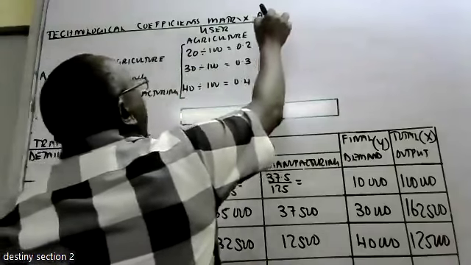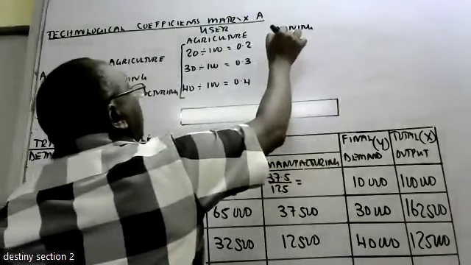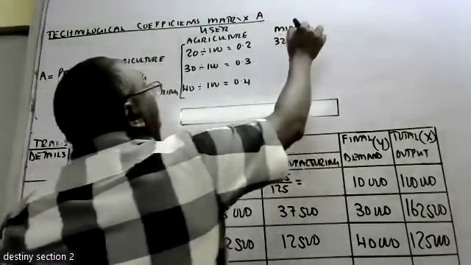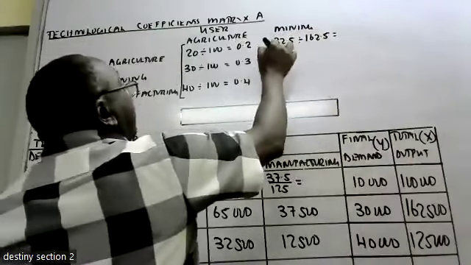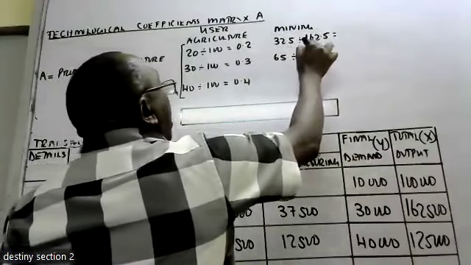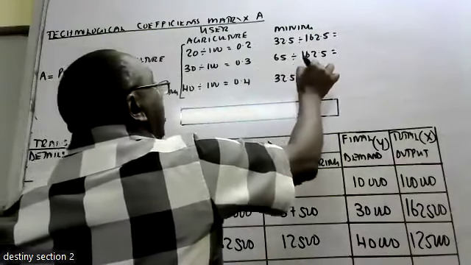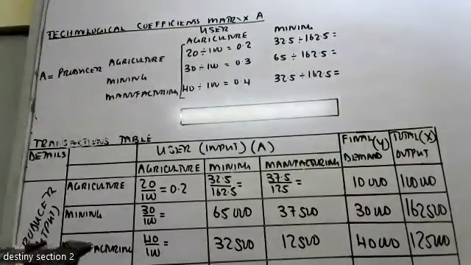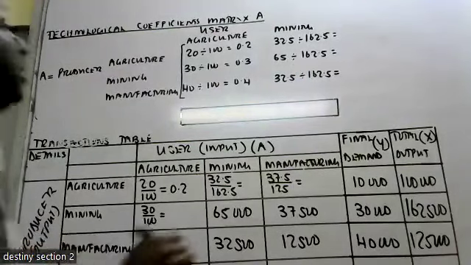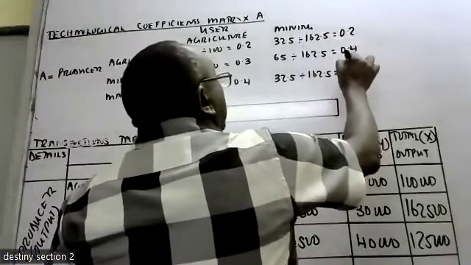Haya, tukuja kwa huyu mwingine anaitwa mining. Mining utasema ni that 25 you divide by 162.5. Haya, 65 you divide by 162.5. Haya, that 25 you divide by 162.5. So that 25 divided by 162.5, this is 0.2, this is 0.4, this is 0.2.